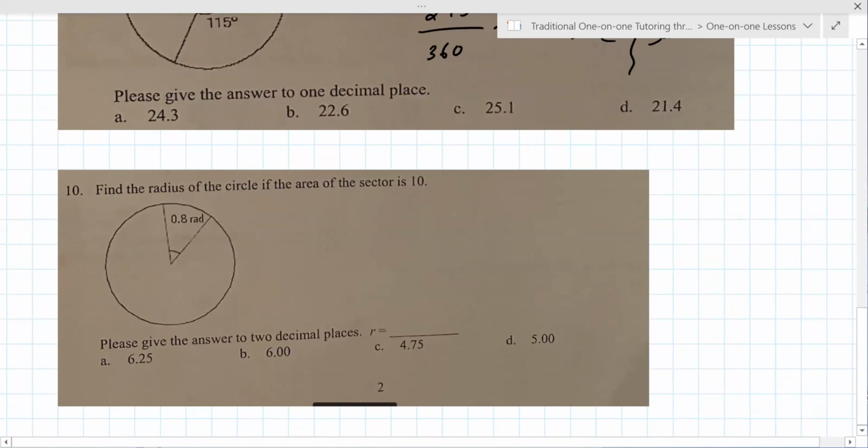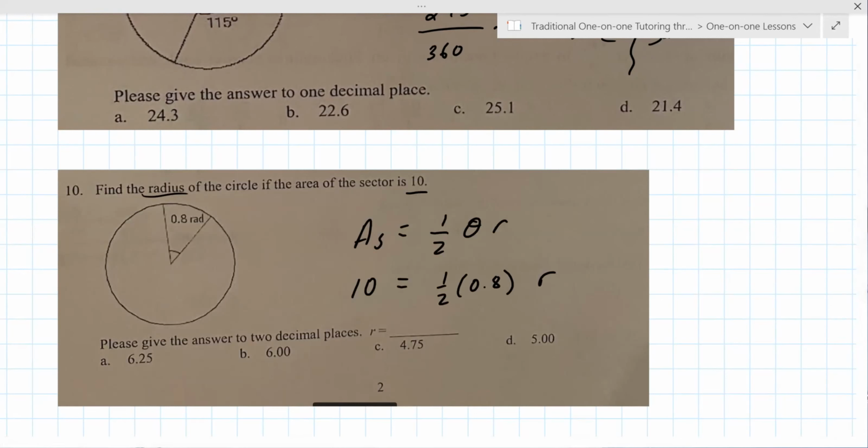So the radius. So we have the area of the sector is 10. Okay, so the area of the sector is, if you're doing it in, what is it, 1/2 theta r. So we know that that's 10, 1/2 theta is 0.8. And there's your R. So you just solve for that. That's whatever that ends up being. I'd get a calculator just to avoid making some mistakes.